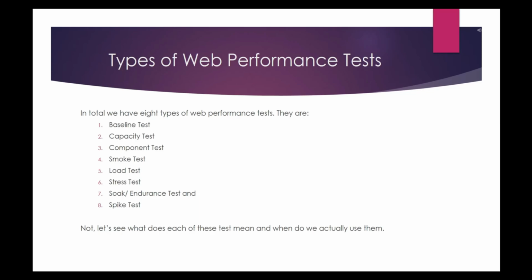In total, we have 8 types of web performance tests. They are baseline test, capacity test, component test, smoke test, load test, stress test, soak test, which is also known as endurance test, and finally spike test. Now, let us see what each of these tests means and when we actually use them.